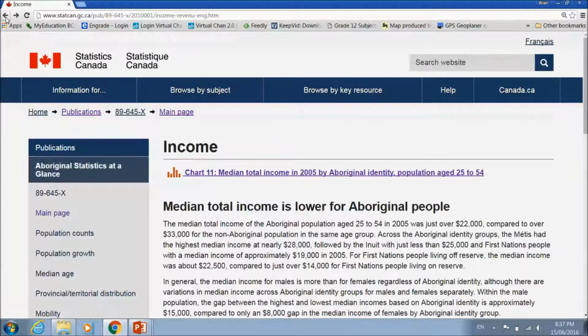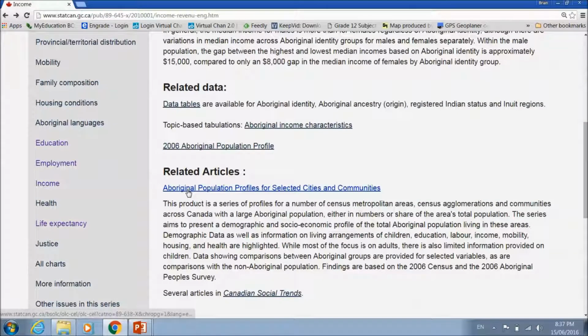You could go on and look at all the different sets of data, but it all points to Aboriginal societies, or Aboriginal cultures, falling behind, and this is with the Indian Act in place. So the Indian Act clearly isn't helping the Aboriginals.